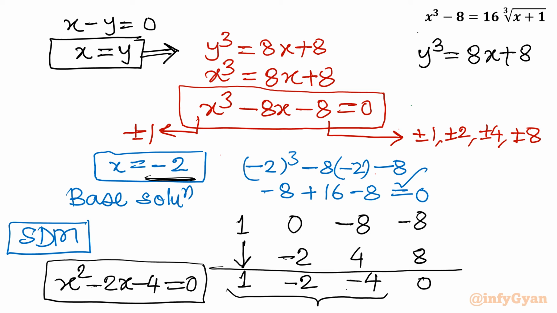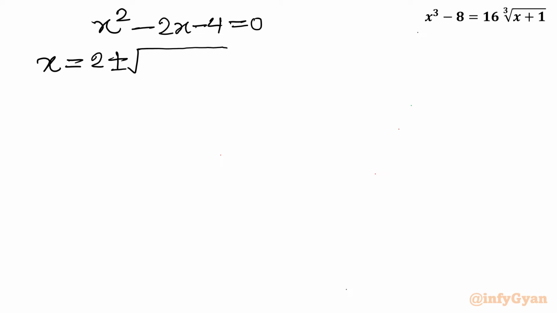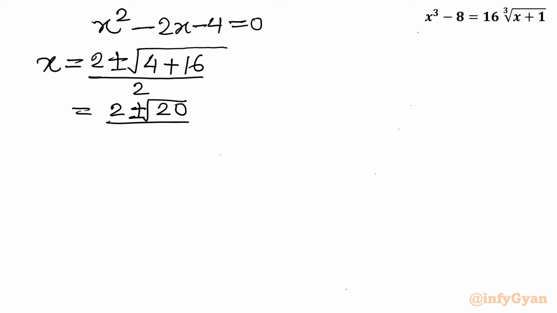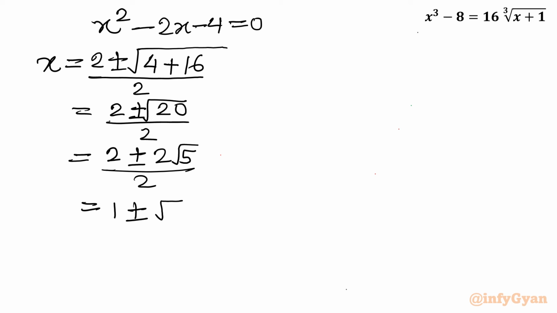Let's solve this equation first. x square minus 2x minus 4 equal to 0. Let's apply the Sridharacharya formula. Minus b plus minus under the root, b square minus 4ac, so plus 4 times 4, 16, over 2a, so 2. 2 plus minus square root 20 over 2. 20 is 4 times 5, so we can take the square root of 4 times 5, so 2 root 5. 2 root 5 over 2. So from there I am getting 1 plus minus square root 5.